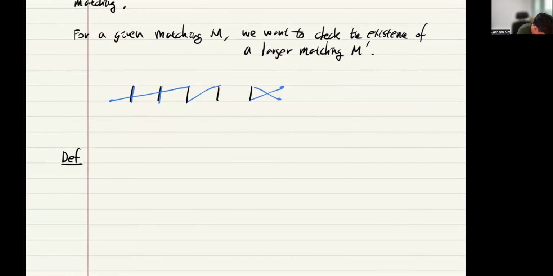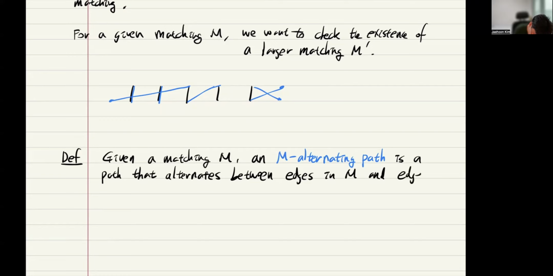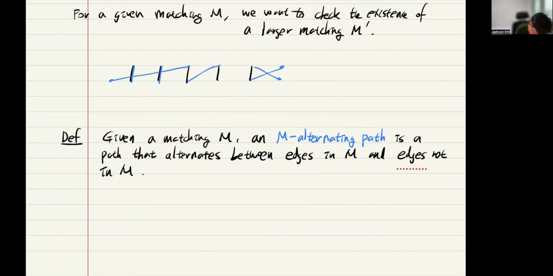So this motivates the following definition of alternating path and augmenting path. Let's say that we are given a matching M. We give a name to such a path: an M-alternating path is a path that alternates between edges of M and edges not in M. Then we say that it is an M-augmenting path.